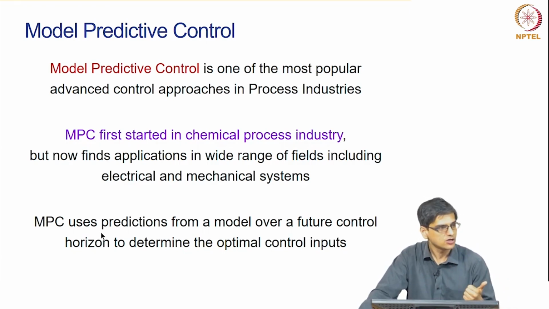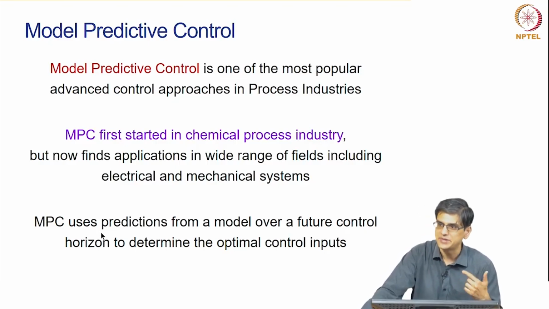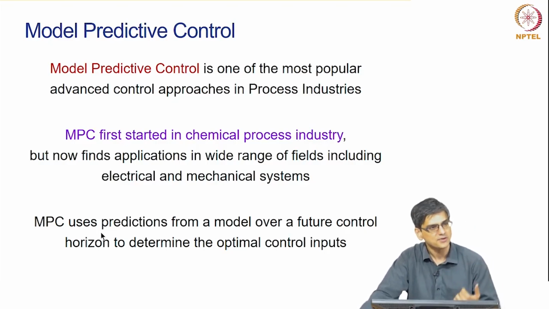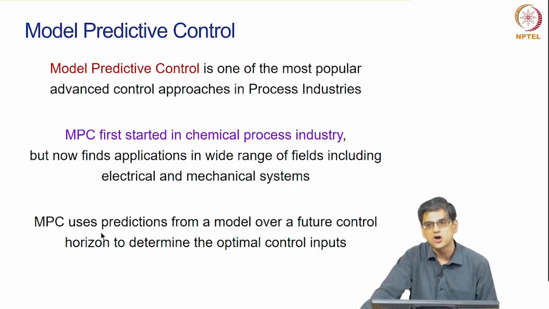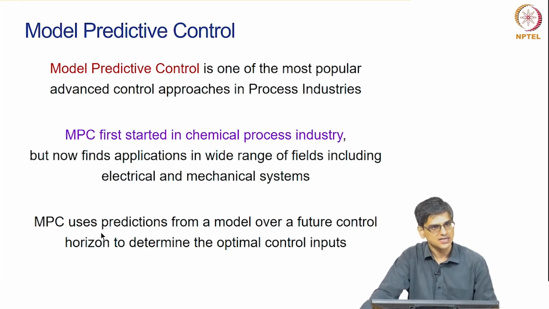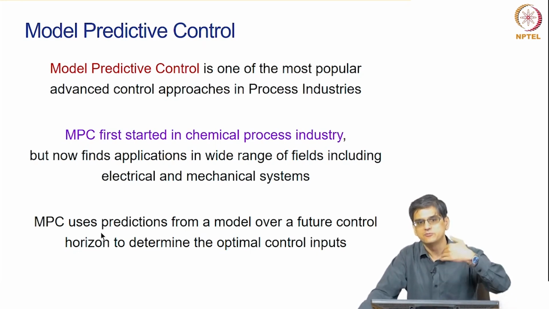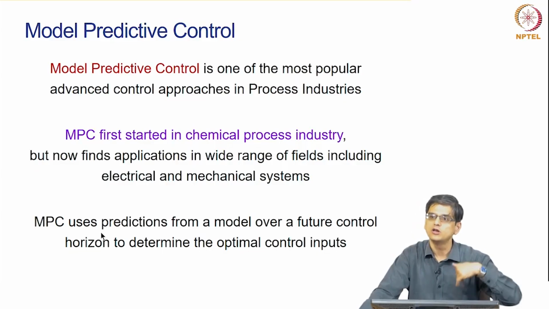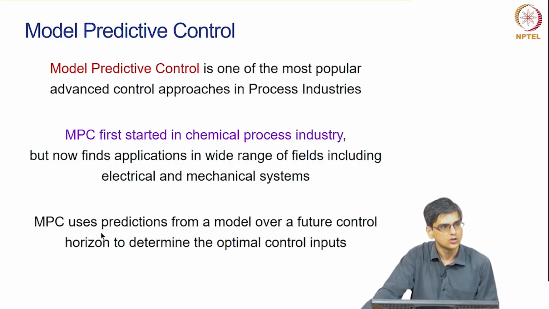So, it is a model based control strategy, it is a predictive control strategy, and it is an optimization based control strategy, because it determines the best steps that you are going to take in the future. It is a feedback control strategy, which means that when we go on to the next step, this overall process is repeated all over again.